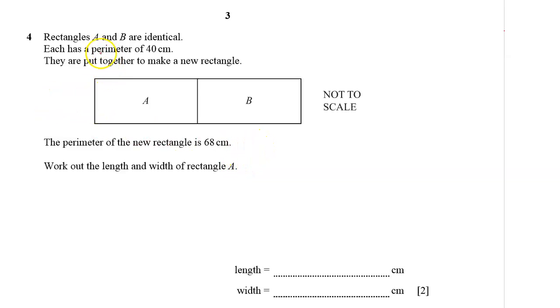Of course, when you talk about perimeter, it is the distance across. If I let the width be x, and of course, we are told that each has a perimeter of 40 centimeters, then I give this one to be 20, and I can call this one 20 minus x. This one is 20 minus x. This is x. This will be 20 minus x. And this likewise will be 20 minus x.